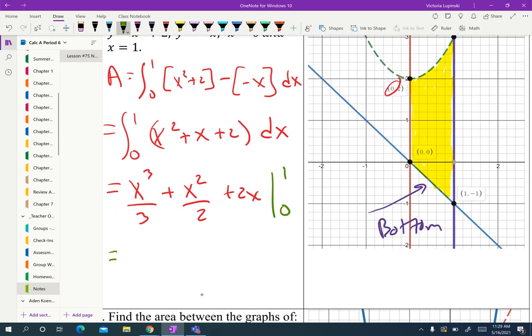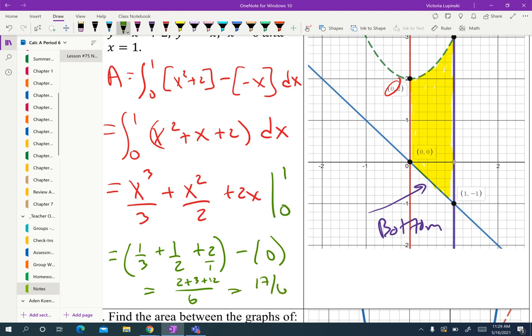I'm going to start by plugging in the 1, which is going to give me 1/3 plus 1/2 plus 2, minus, nice and easy, if you plug a 0 in for all of those, that is going to cancel. Here is where it would be fine to have a fraction or a decimal. If you were going to find a fraction, you would find a common denominator, which would be 6. So this would be 2 plus 3 plus 12, which would give you a total of 17/6. And again, if you wanted to find the decimal approximation, that would be fine as well.